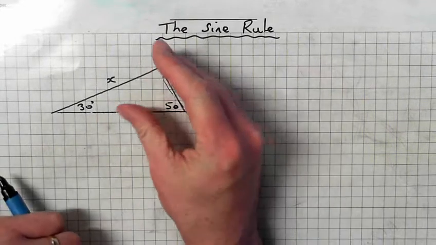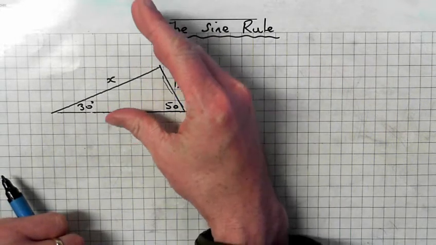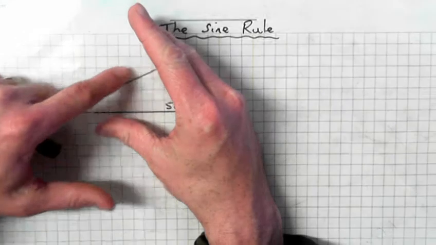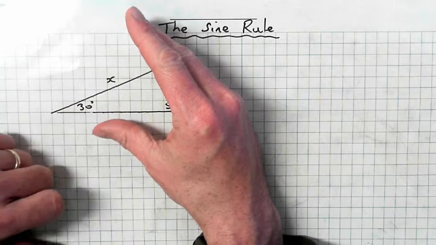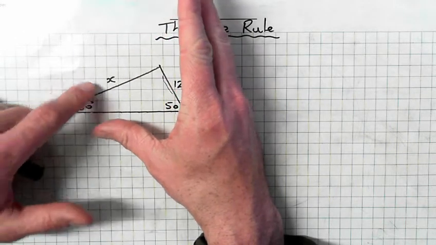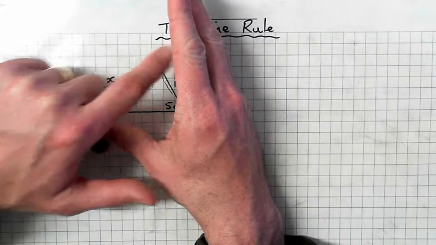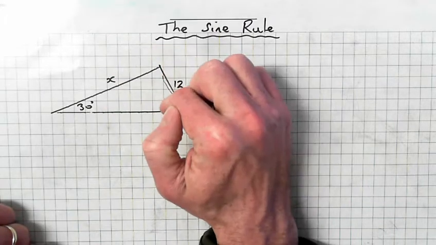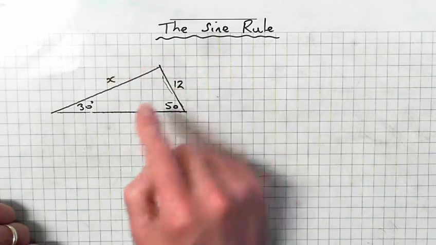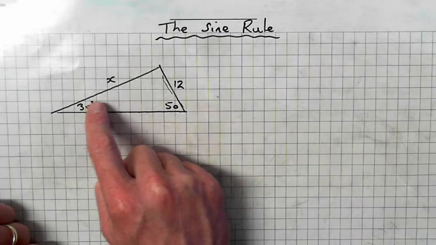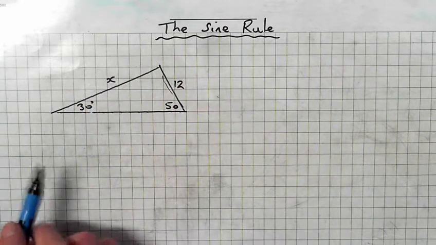And look over here, we have an angle of 50 degrees, and then we have a distance x. If this angle was bigger, you'd find that length x would be longer, wouldn't it? So they go together. This angle and that side work together.